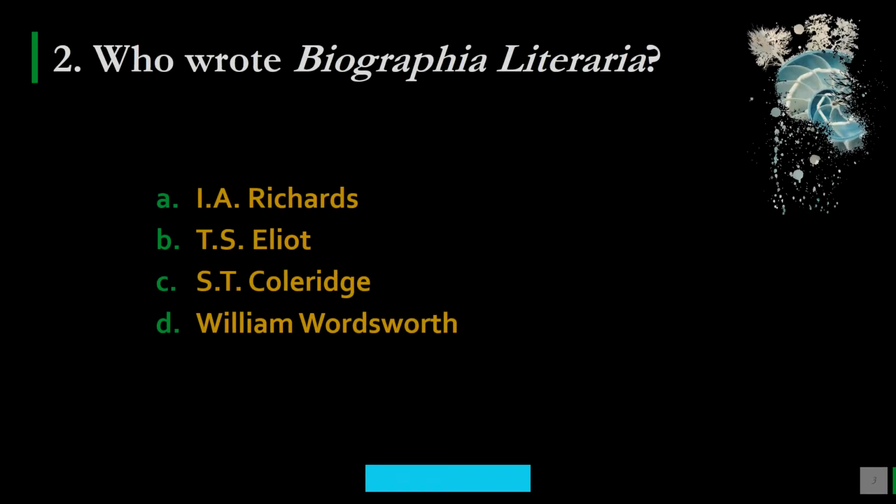Next question, number 2, who wrote Biographia Literaria? Options are A I.A. Richards, B T.S. Eliot, C S.T. Coleridge and D William Wordsworth. So please note down your option, and the correct option is C S.T. Coleridge. Samuel Taylor Coleridge composed this work called Biographia Literaria in 1817. Actually, he started working on this project in 1815, but it was published in 1817.